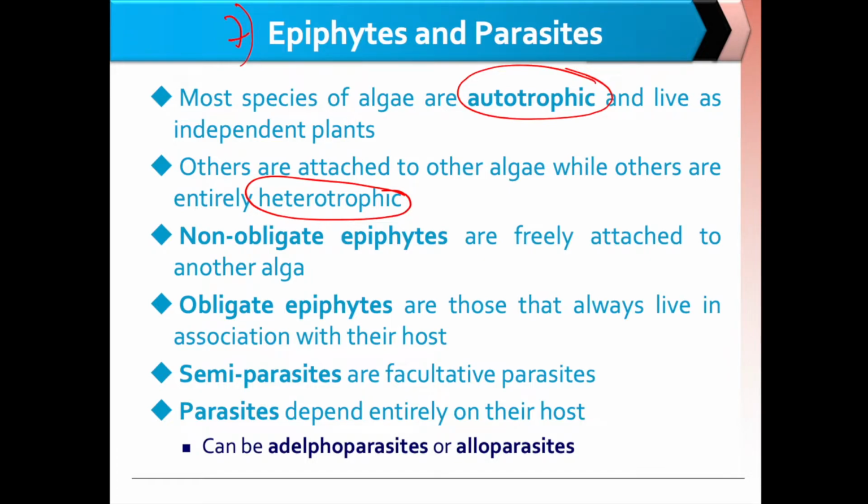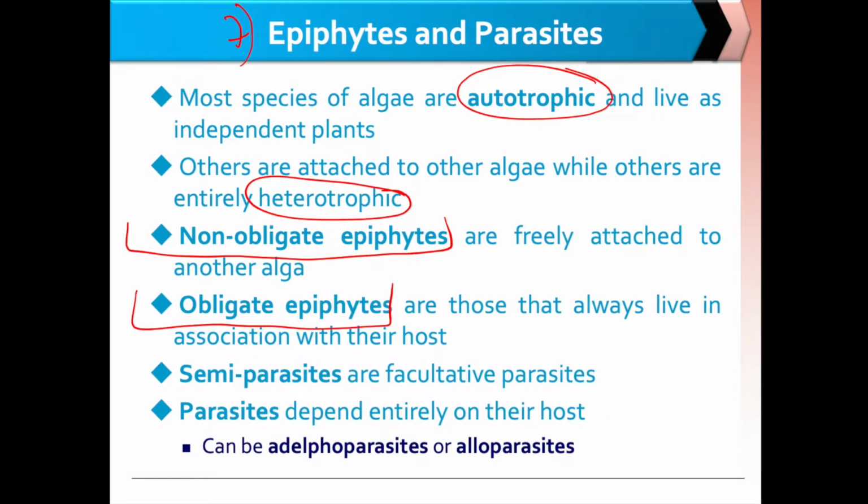Ngayon, meron tayong tinatawag na non-obligate epiphytes. When we say non-obligate epiphytes, these are organisms that are freely attached to another algae, but they can also be found freely floating. Okay? Pag sinabi naman nating obligate epiphytes, these epiphytes cannot grow without any host. So, kailangan nilang may kakabitan sila. Kung wala silang kakabitan, they have no chance of living in the outside world.